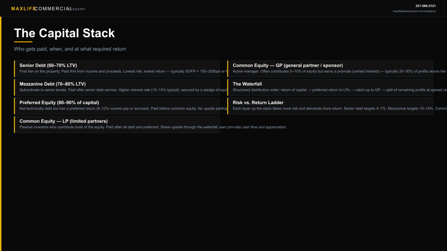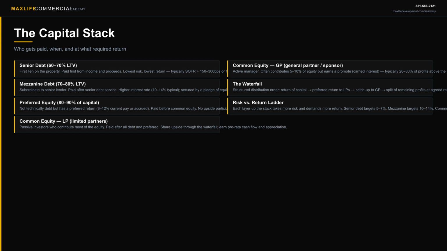Above senior debt, you might find mezzanine financing, a subordinate loan often used to bridge the gap between what a conventional lender will provide and what the deal needs. Mezzanine lenders aren't secured by the property directly. They hold a pledge of the equity interest instead. Because their position is riskier, they charge more, often in the 10 to 14% range.